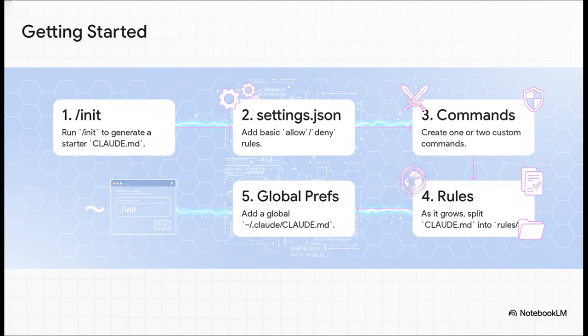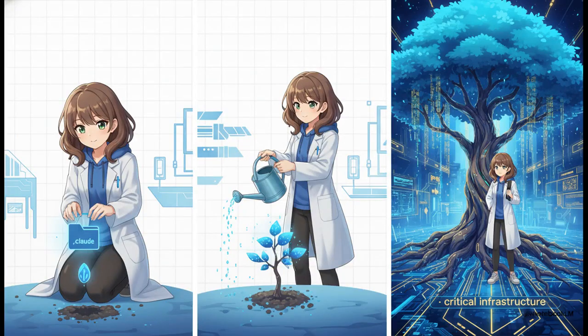Then later, as your project gets bigger, you can start splitting that big CLAUDE.md into smaller files in a rules directory. And finally, number 5, don't forget to set up your global ~/.claude/CLAUDE.md for all your personal preferences. Really, the main takeaway here is don't try to build the perfect, massive configuration on day one. Just start small and then refine it as you go. You should treat your .claude folder just like any other piece of critical infrastructure in your project, because I promise you, any work you put into it up front is going to pay you back in productivity every single day.